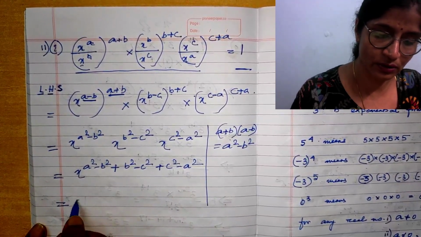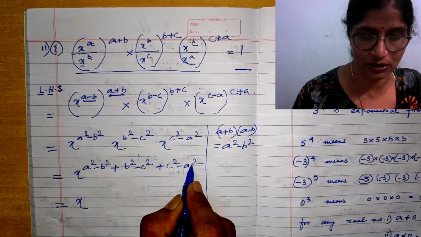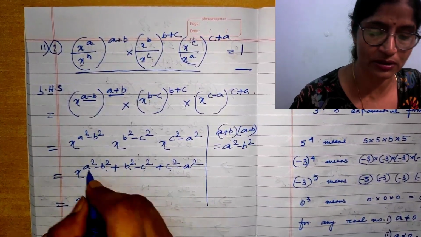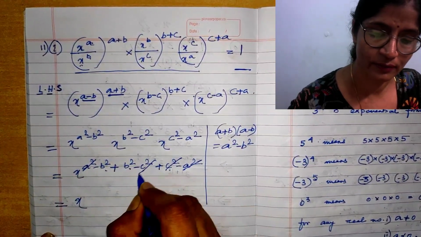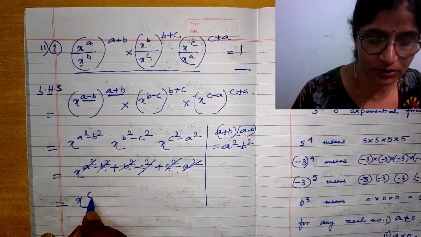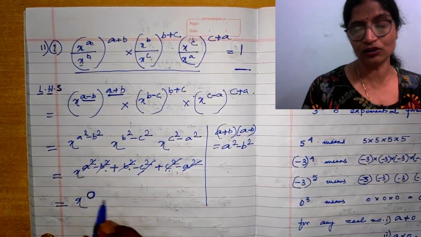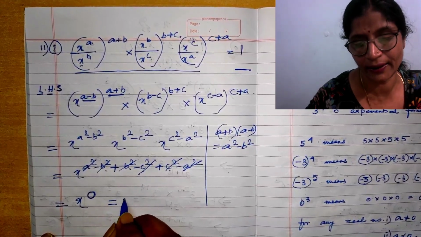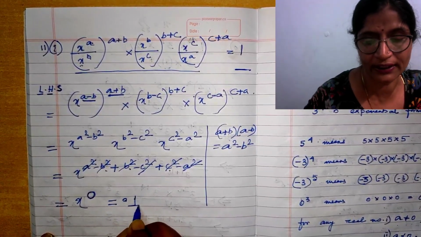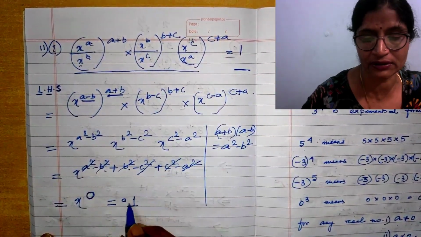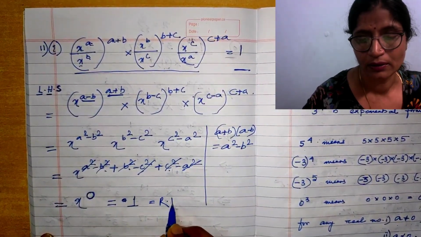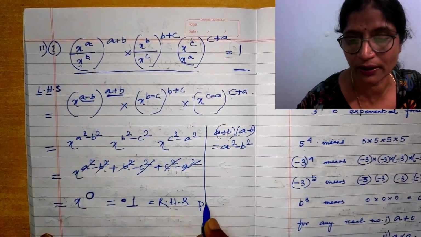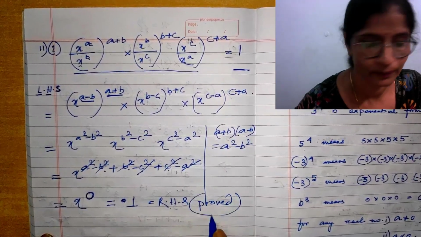That is equal to what? a square minus a square is 0, cancelled. b square minus b square, again it is cancelled, this also cancelled. So all cancelled. It means it is x to the power 0, and we know that anything to the power 0 is equal to 1. So I will write here 1, and that is my right hand side. So this is equal to right hand side. And since now left hand side is equal to right hand side, I can write in the bracket, it is proved.